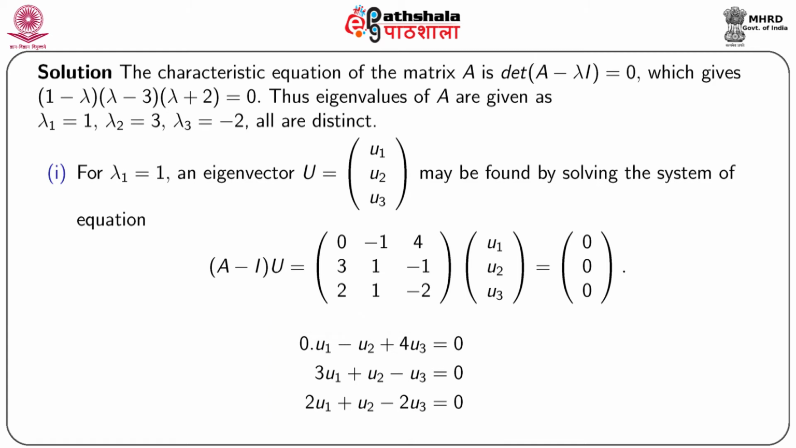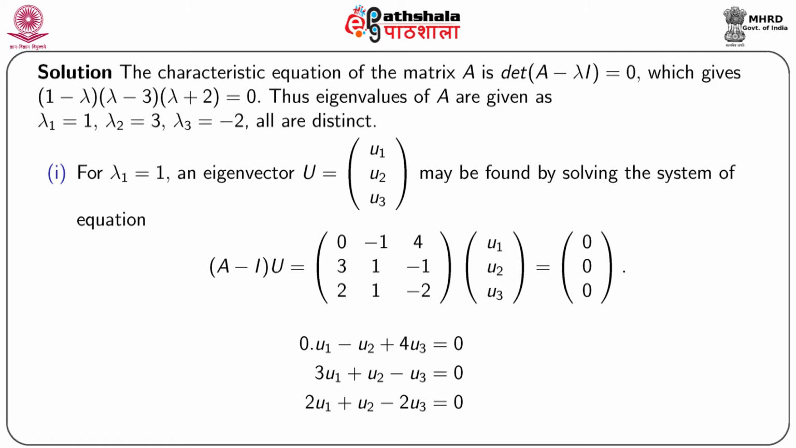Now, you have to solve these equations for u1, u2, u3 and for non-zero values of u1, u2, u3. And if you do that, you will get one of the solutions to be minus 1, 4, 1. Please note this equation has infinite number of solutions.